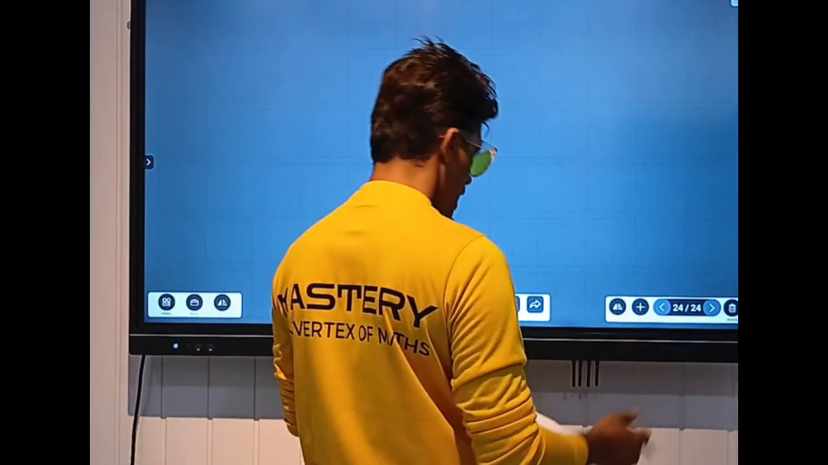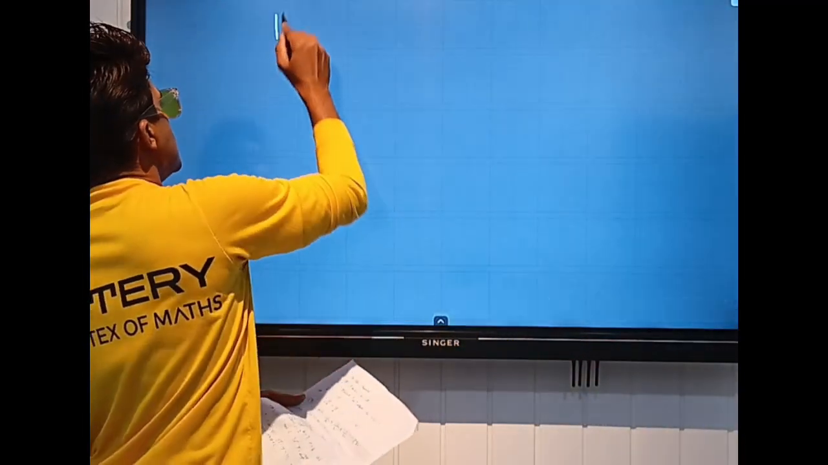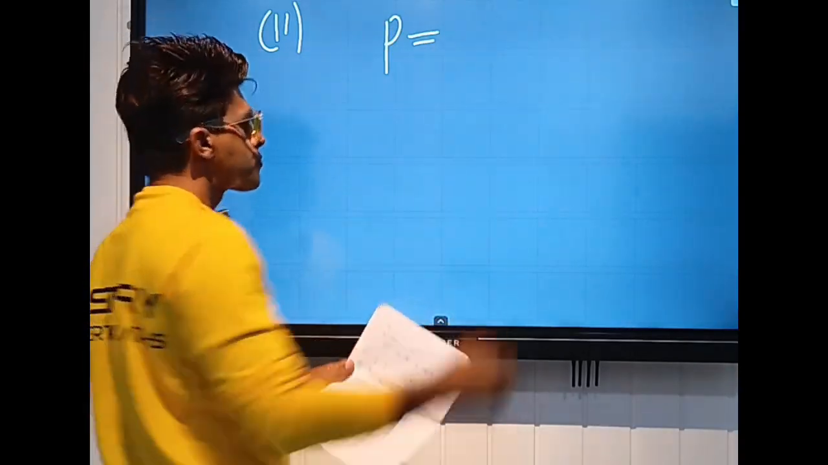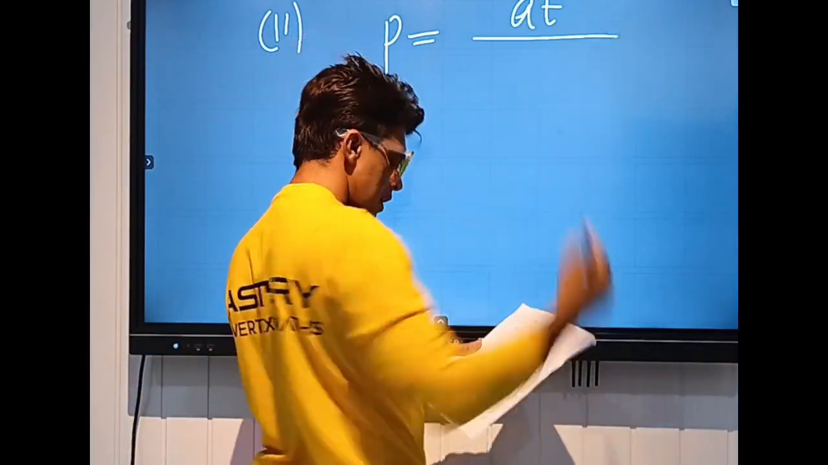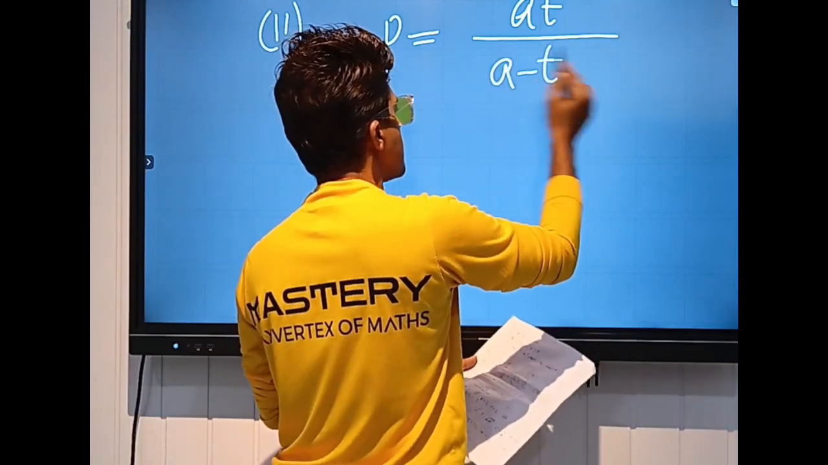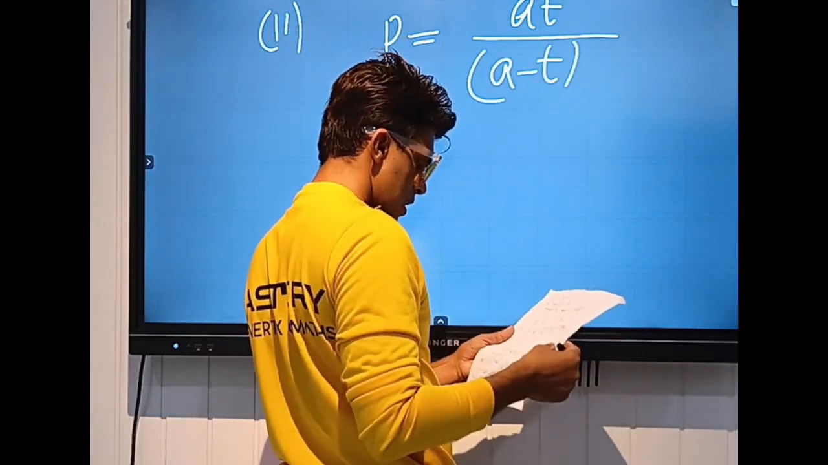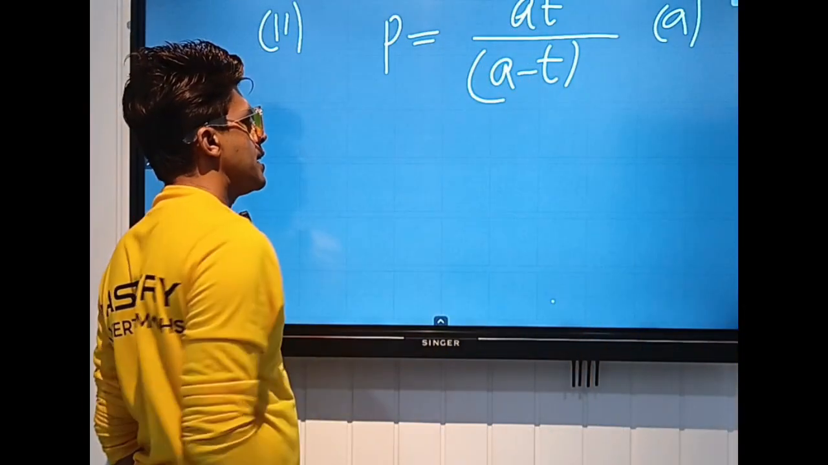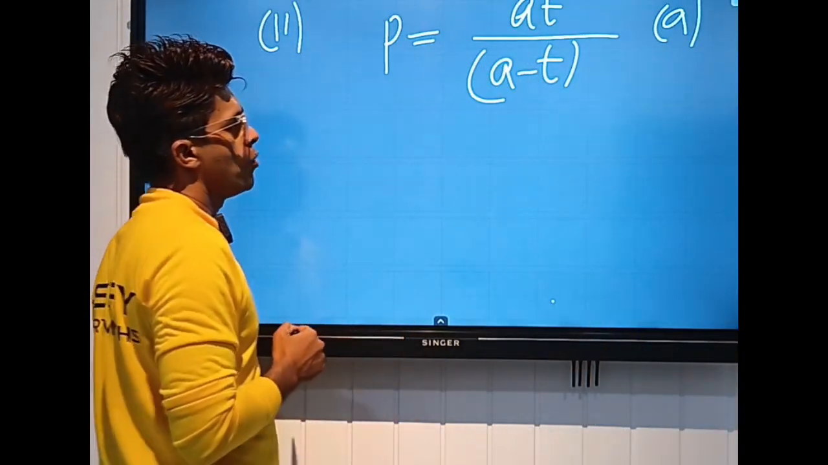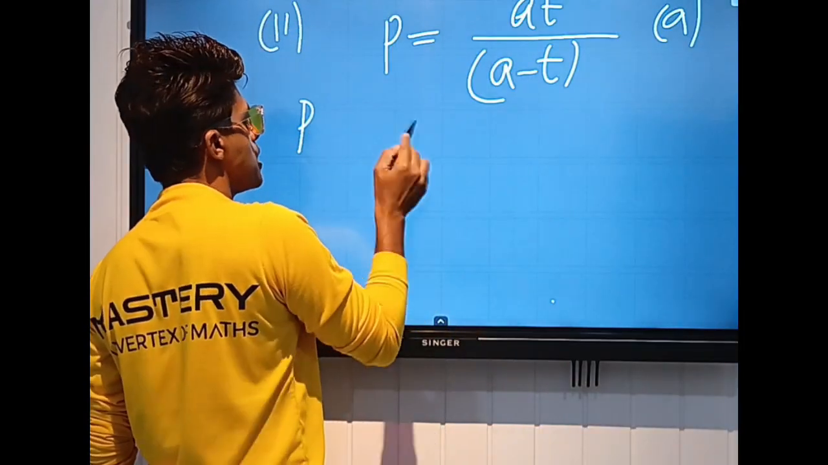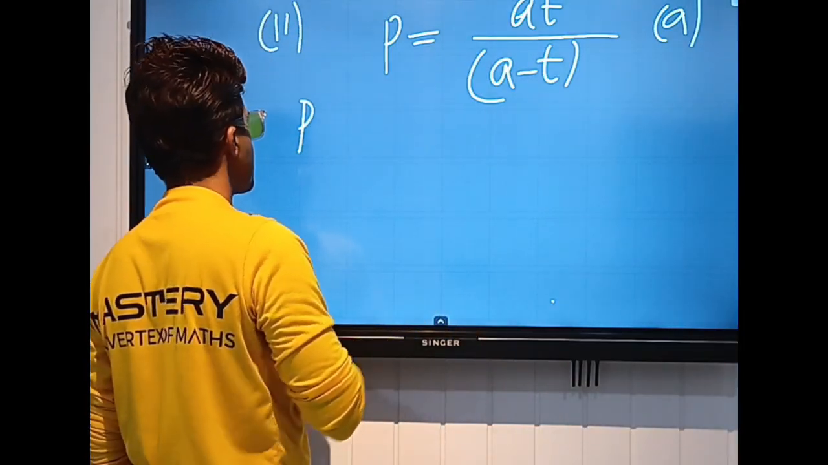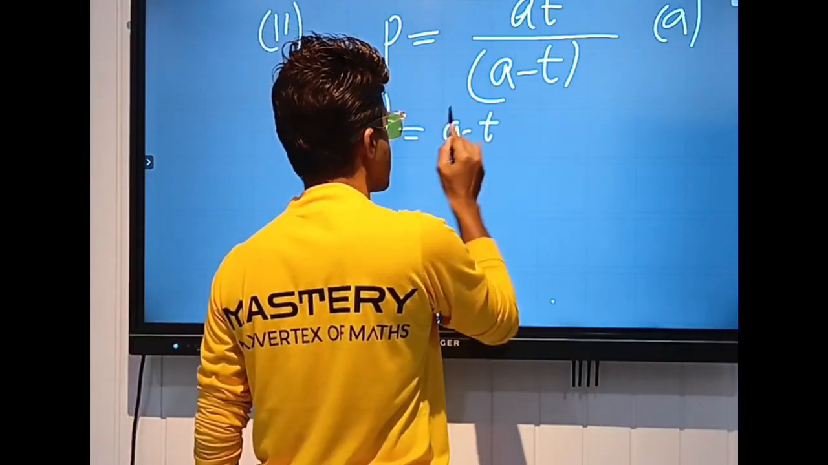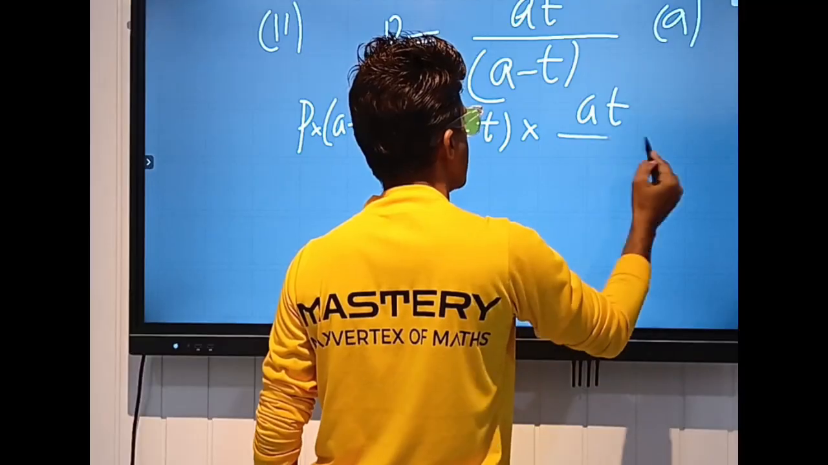The 11th question and the last question of 7.1. Same type of question right now we are going to do. So P equals AT over A minus T. We should write the term A as the subject according to the question. So here, right now we multiply both sides by P times A minus T. Then here also A minus T times AT over A minus T.